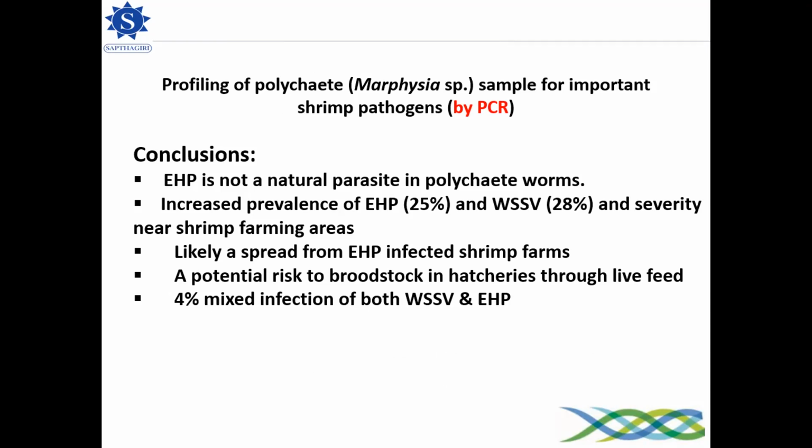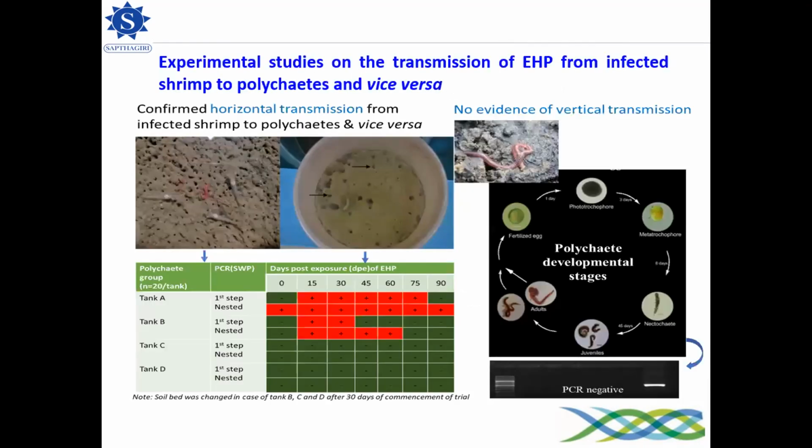So these are experimental studies on transmission of EHP from infected shrimp to polychaetes and vice versa. The studies included screening of the life cycle of polychaetes that were infected by shrimp infected with EHP, and it shows that there is no evidence of vertical transmission. That means the polychaete is not a host for EHP, but it's a carrier.